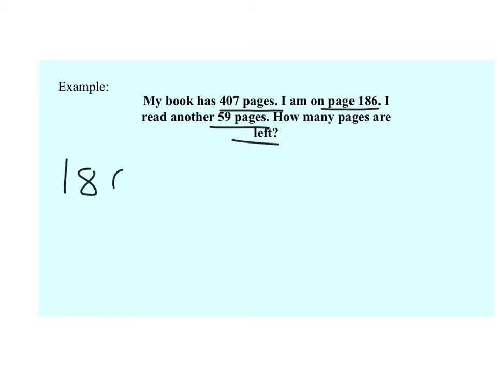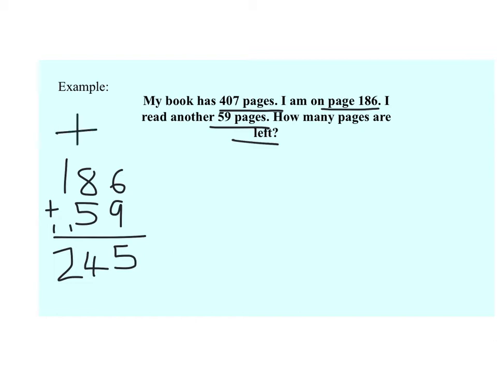So 186 add 59. I'm going to use the column method to help me do this. 6 add 9 is 15. I'm going to then carry the 1. 8 add 5 is 13. Add 1 is 14. Carry the next one. 1 add 1 is 2. So I have read 245 pages in total. I have used an adding calculation there.